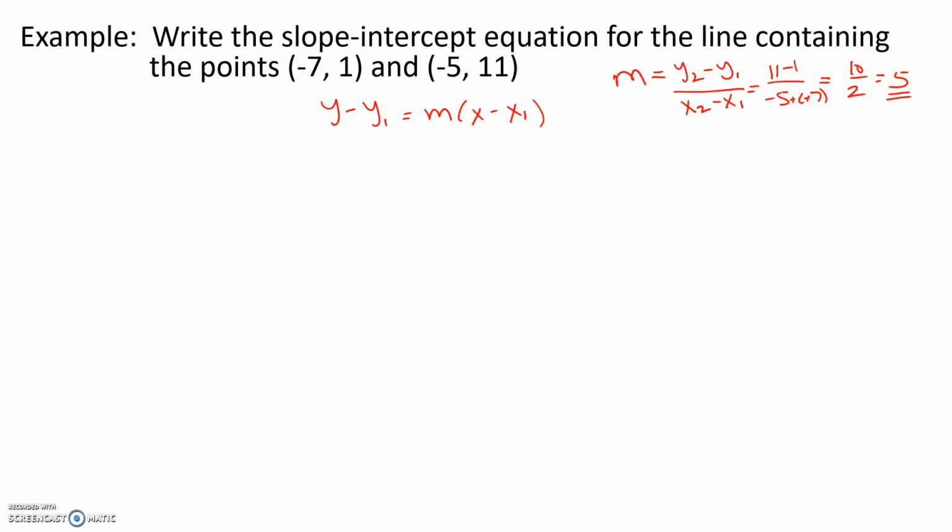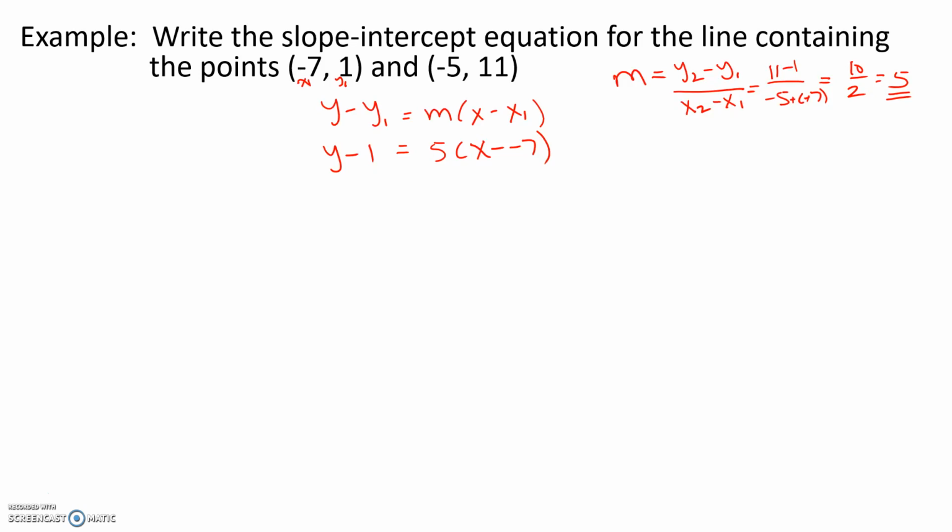We are given 2 different points, (-7, 1) and (-5, 11). We could pick either point and we will get the same answer for slope-intercept form. I will pick the first point, so my x1 will have a value of negative 7, and my y1 will have a value of 1. If I pick the second point, again, the result would not change. In point-slope form, since I picked y1 to be 1, I have y minus 1 equals our slope, which is 5, times x minus x1, which is negative 7.